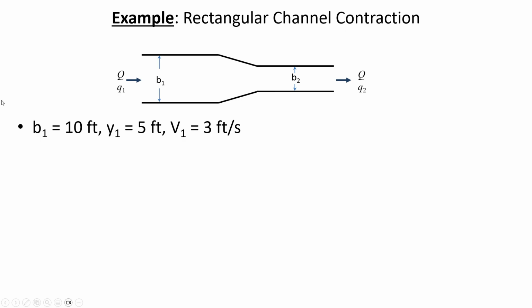In this example, the scenario is we know everything at 1 before the channel gets narrower. We know the width of the channel from the depth and velocity. That defines the flow rate, because if we know the width and the depth, that's the cross-sectional area, A, and then A times V gives us Q. So we effectively know how much specific energy there is at 1.